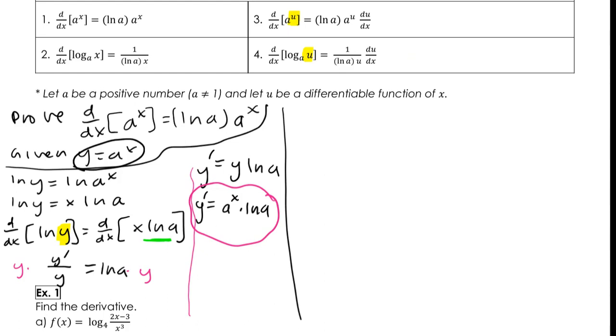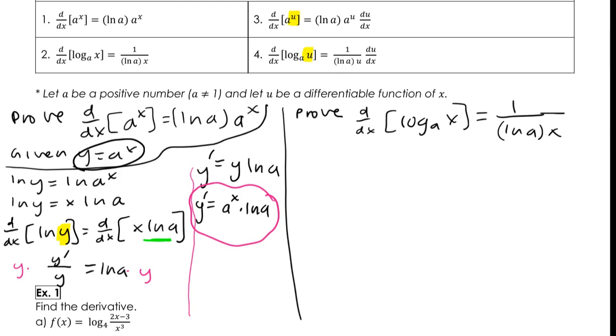Okay, now for this next one, I told you earlier on that I don't intuitively memorize this. So if I think of change of base, it makes a little more sense to me. So in this problem, if we're trying to prove the second rule, the derivative of log base a of x, we're trying to prove that it's 1 over ln of a times x. Okay, so that's what we're trying to show here.